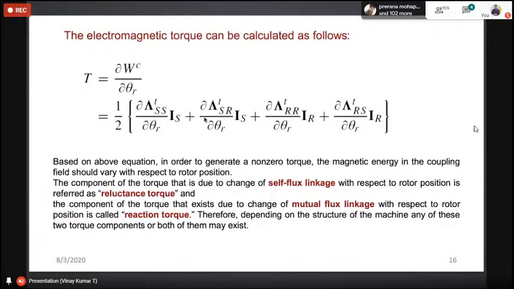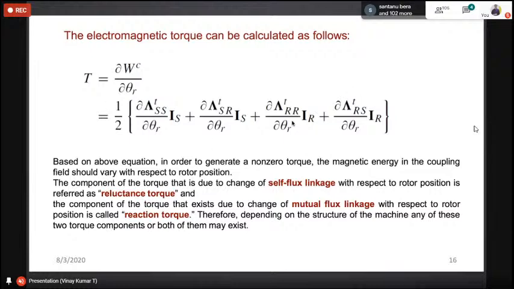Right? If the machine is a cylindrical machine, the first and third components are 0. Only the second and fourth components will enter the picture. If the machine is a salient pole machine, then all four components enter the picture.